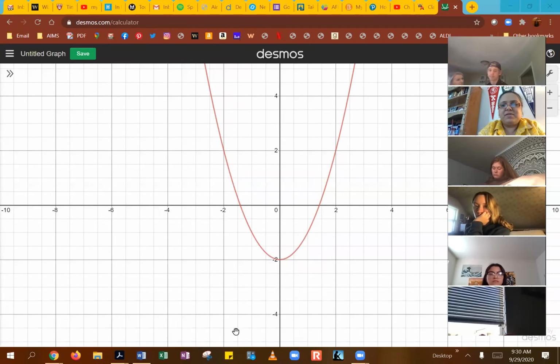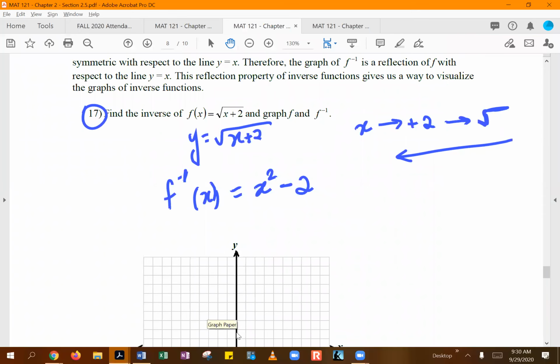So what happens over here is you actually have to use the idea of domain and range. So let's talk about the domain for the original f of x function over here.